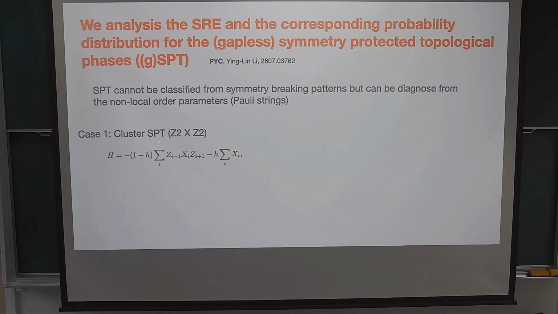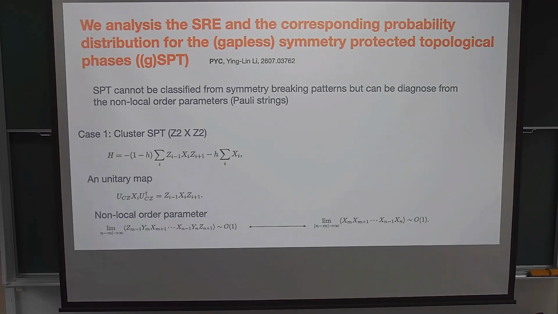I will just show you by example. This is the so-called cluster SPT phase. It's protected by the symmetry Z2 cross Z2, so Z2 on the odd sites and Z2 on the even sites. This is the Hamiltonian, where for h less than 0.5 it belongs to the topological phase, and it exists as a trivial phase above 0.5, and the transition is at h equals 0.5. There is an interesting unitary map: the product of CZ gates maps this term to this term. So there is a duality mapping by the CZ gate, and this is the non-local order parameter associated with this SPT phase. You see this is some kind of Pauli string for the non-local order parameter.